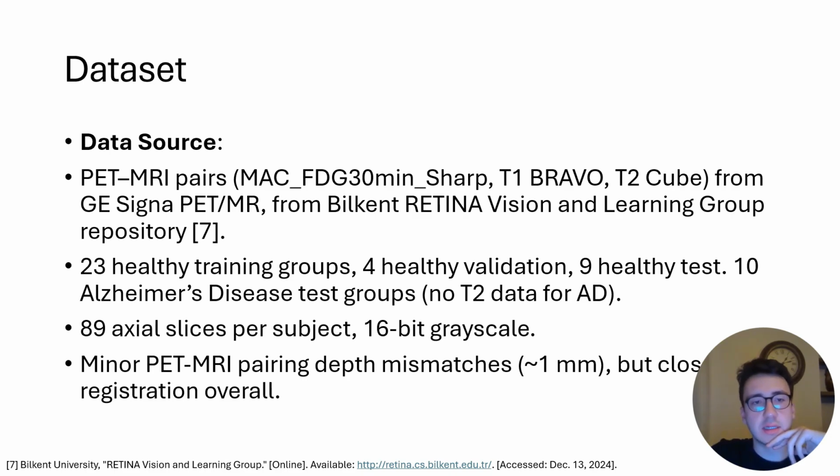And as I said, these are purely for testing purposes because we want to generate a healthy baseline. So we don't put them in the training groups. We use them only for tests, basically. And we have 89 actual slices per subject. They are 16-bit grayscale. There may be occasional PET MRI pairing mismatches that are strictly smaller than 1 millimeter in terms of the depth in a longitudinal fashion. So they are quite minimal.